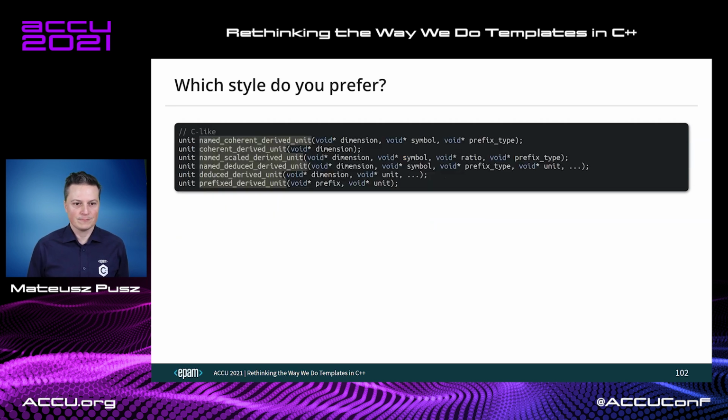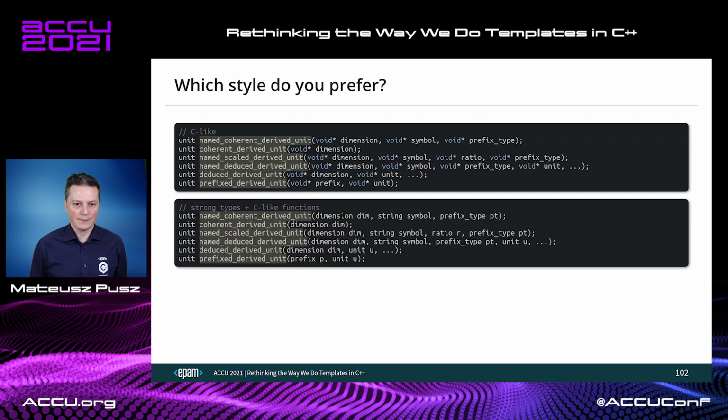Another use case. For example, let's assume that units in my library are created as functions. This is how those functions would be implemented in C, right? We'll have a descriptive name and then void pointers everywhere. In C++, we do better, right? We have strong types. So you can provide strong types here and still provide descriptive names.